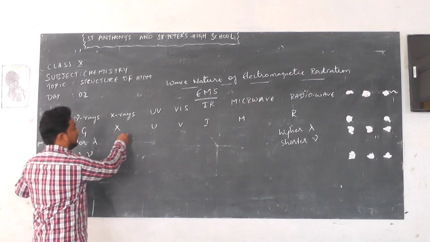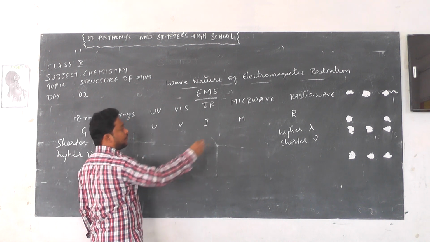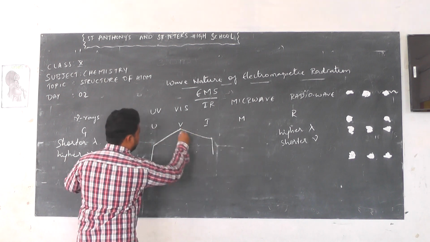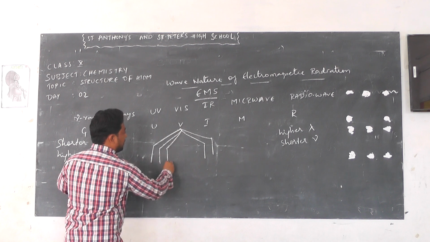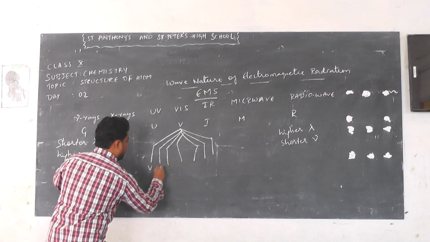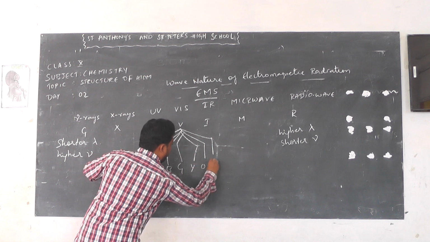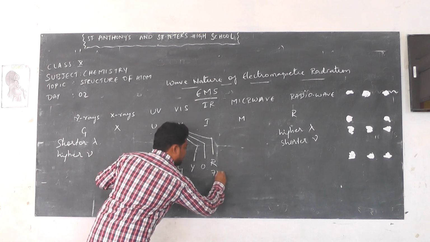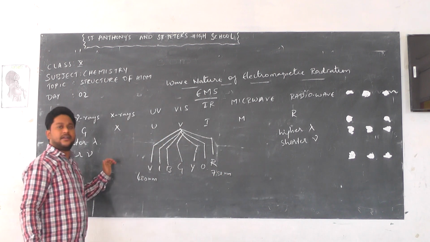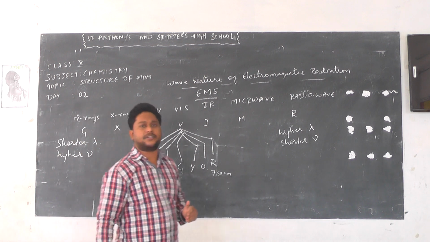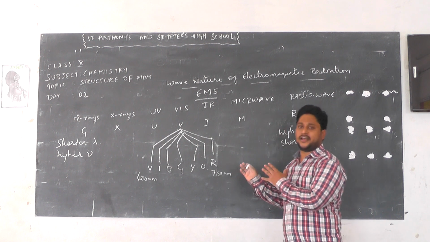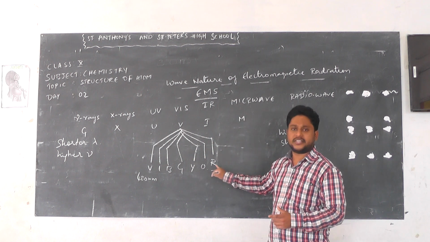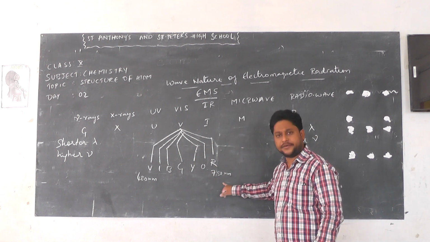So gamma rays, X-rays, UV rays, visible light, infrared, microwave and the radio waves. Visible light ranges from 400 nanometers to 750 nanometers. That is VIBGYOR. Where we are able to see the colors, we are able to detect the colors. Now see here, violet, indigo, blue, green, yellow, orange and red. They are ranging from 400 nanometers to 750 nanometers.